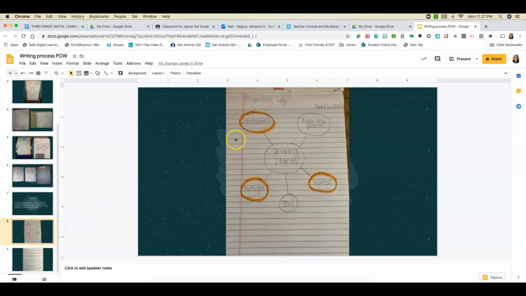So remember, because I'm going to go to the next screen, remember the ones that I've chosen: containers, sunlight, and water. Okay, I'm going to take those and I'm just going to turn them into complete sentences.